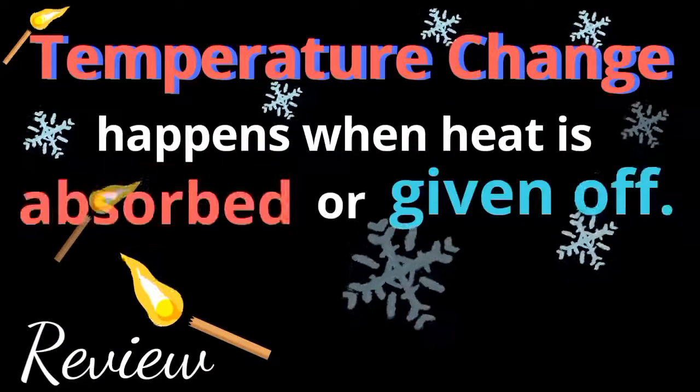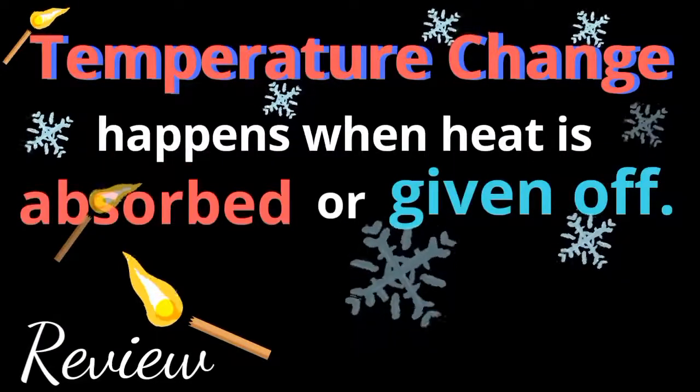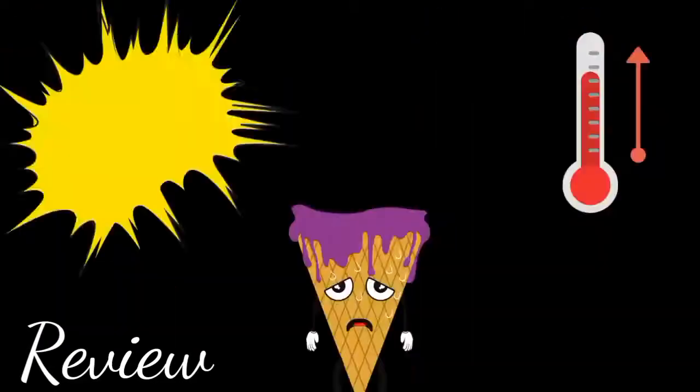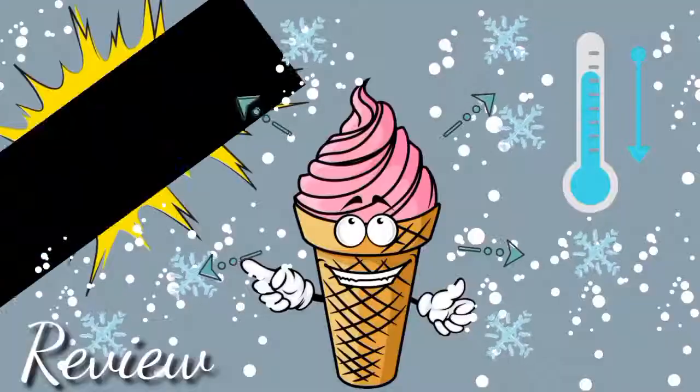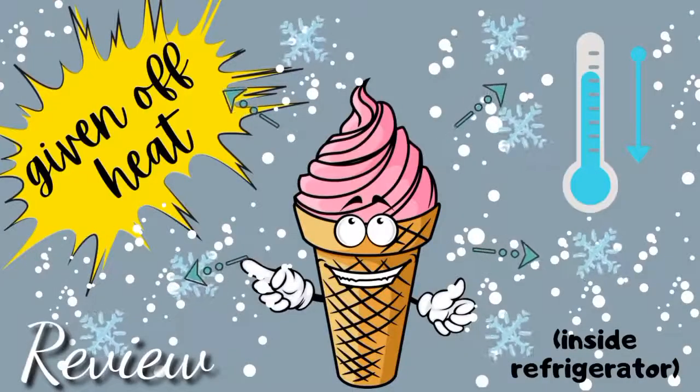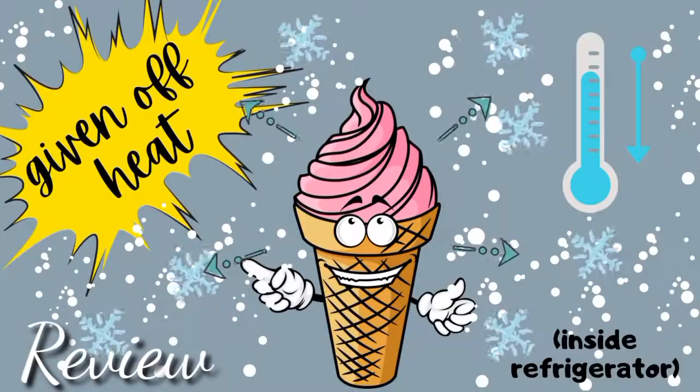Let's have a short review. Temperature change happens when heat is absorbed or given off. If an object absorbs heat, its temperature rises or becomes hot. If an object gives off heat, its temperature falls or becomes cold.